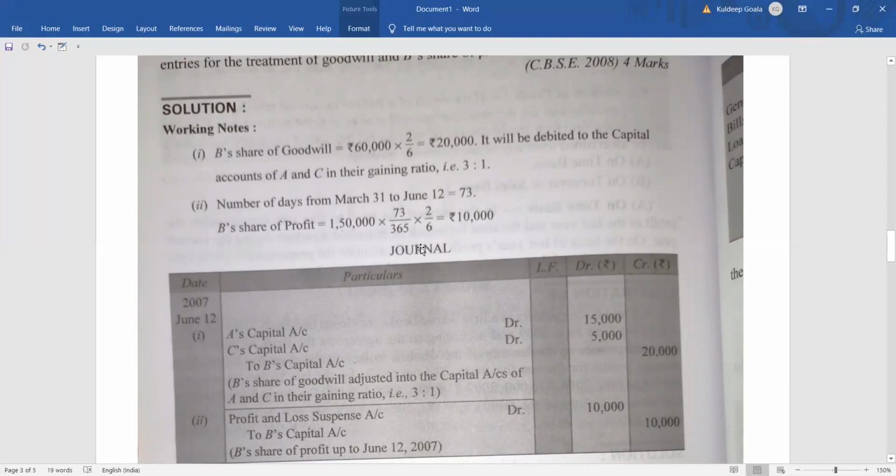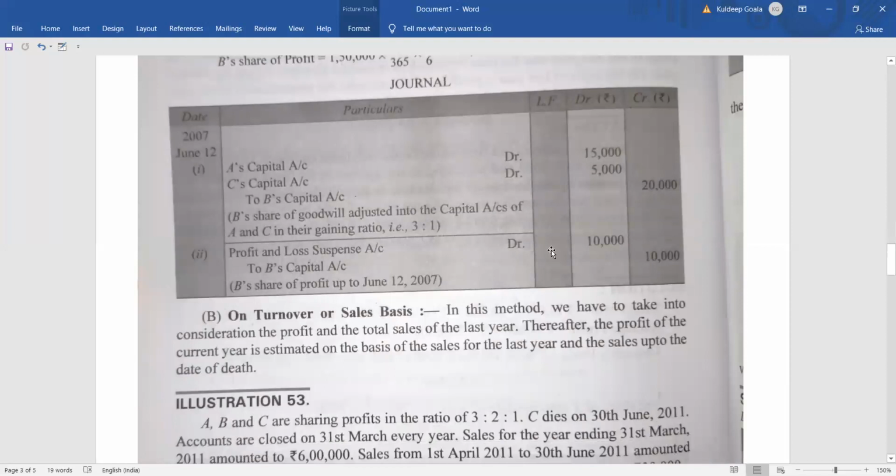And then comes the share of profit. The share of profit is 10,000. So how will it be given? B's capital account will be credited and profit and loss suspense account will be debited. So profit and loss suspense account debit 10,000 to B's capital account 10,000. Clear? So this is how we show the distribution of a deceased partner's share of profit at the time of death under the method of previous year's profit.